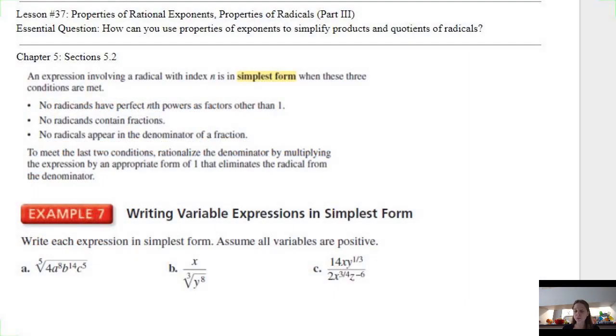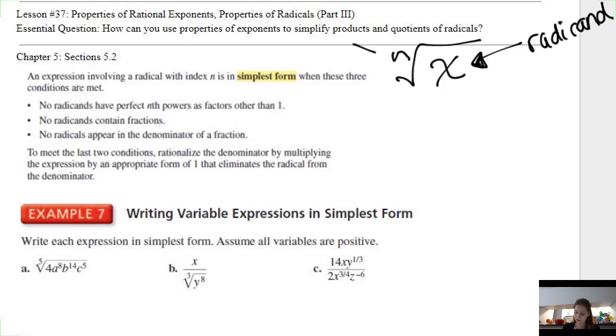We'll begin by reviewing what it means to put an expression in simplest form. An expression involving a radical with an index n is in simplest form when these three conditions are met. So the format we're going to see is the nth root of some expression. The expression underneath the radical sign is called the radicand. The number outside the radical is the nth root. It's called the index. And let's review these three conditions.